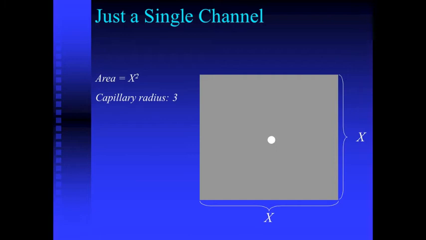If, finally, we consider a single capillary of radius 3. In this case the porosity represented by that single tube is 0.9% of the total volume of the system and the permeability becomes 8.1 millidarcies.